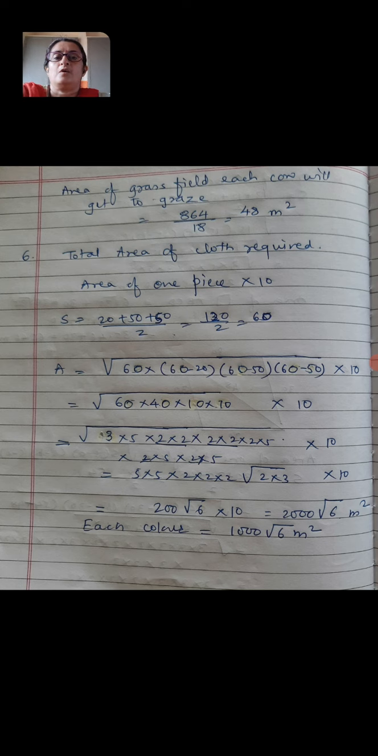Now to find out how much grass field each cow will get to graze, that is 864 by 18, which is equal to 48 meters square. So each cow will get 48 meters square of area to graze.